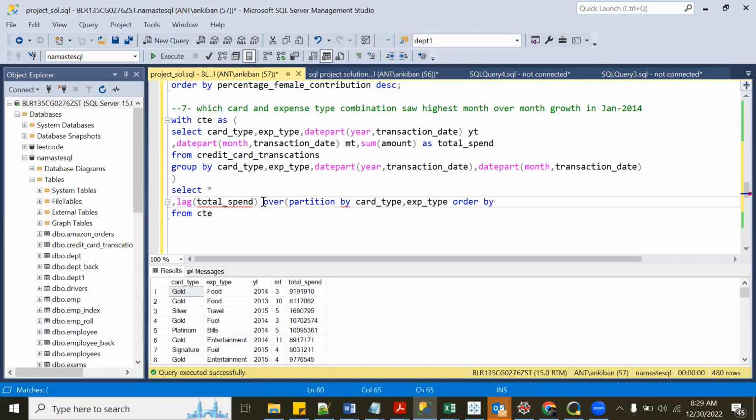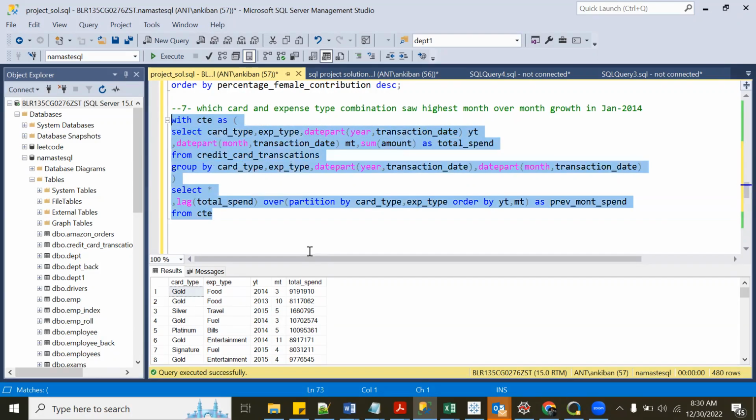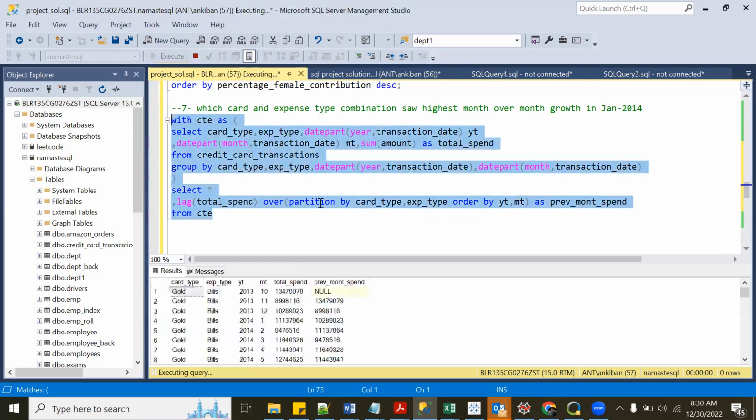Order by what? Year and month. So YT, comma, MT in ascending order. For January 2014, the previous one will be December 2013. So let's see. As previous month spent. And we can run this quickly.